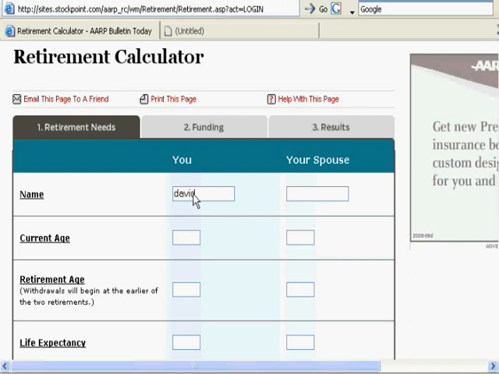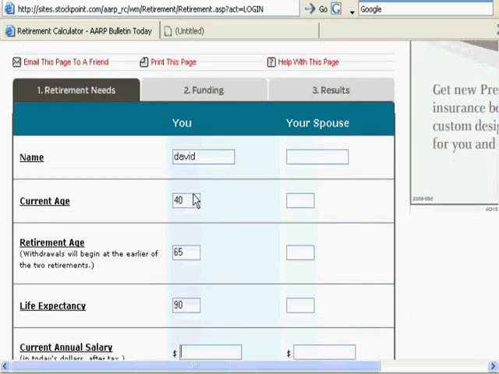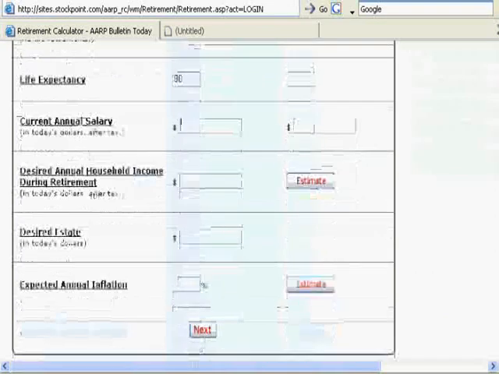if you're married, you put in your age. I will be 40 for today, and let's assume that I want to retire when I'm 65, and I expect to live to age 90.